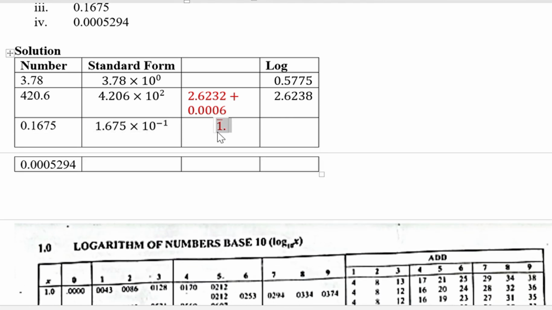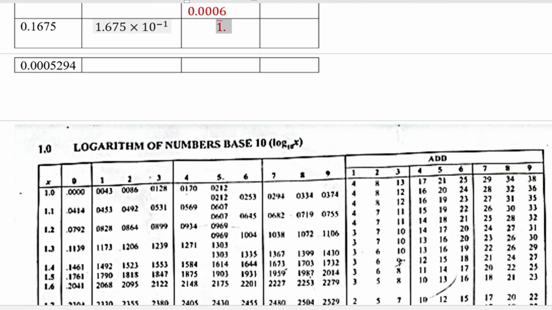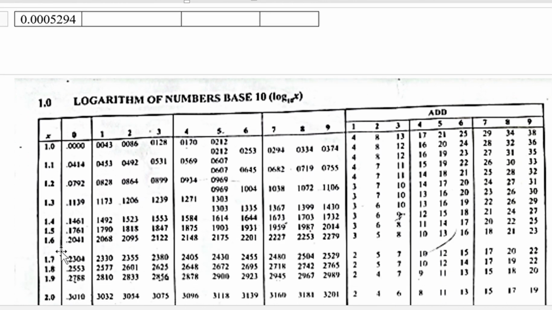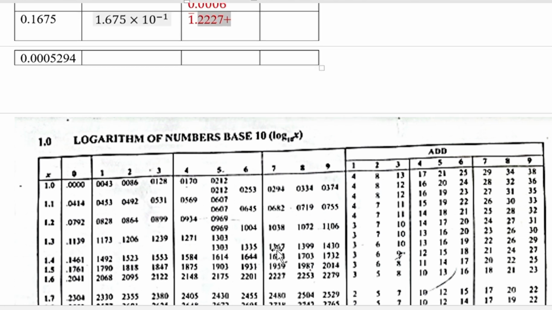And we read it as bar 1. So when you see a dash on top of a number, it means bar of that number. In this case, it's bar 1. And then we look for 1.675 from the table to get the mantissa. 1.6 is here. Column 7 is this one. So the number is 0.2227. We write it up here.